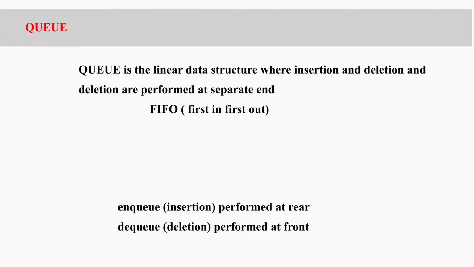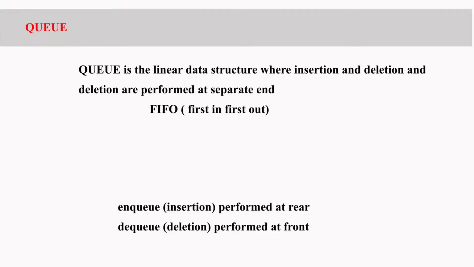It means what is enqueued first is what is dequeued first. For example, people waiting at the counter: the first person is the first to be served. Therefore, in a queue, insertion is performed at the rear, while deletion is performed at the front.